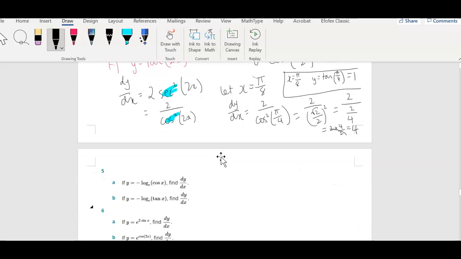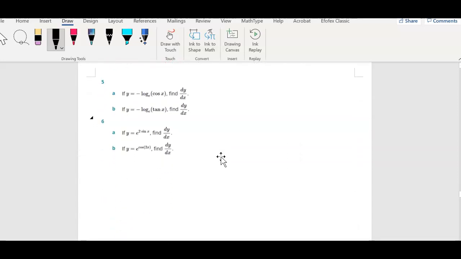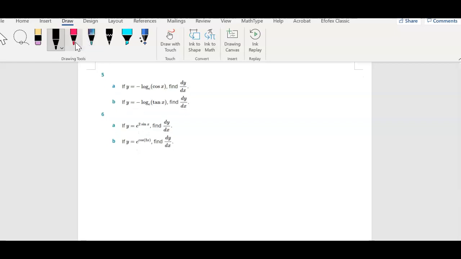All right, moving on now for question 5 and 6, we're going to be using the chain rule. So I might just do one from question 5 and one from question 6. So I might do 5b just because we've got a tan in there and it's probably a little bit harder. So y equals negative log base e tan x, we've got to find dy dx, and I don't know why I wrote if.